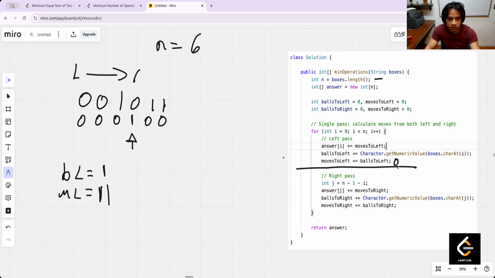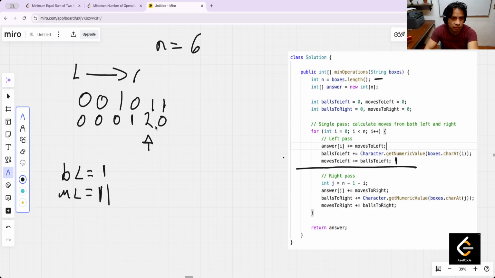Because this is, sorry, this is 1. And moves to left is 0, is 1. 1 plus equal 1, it's equal 2. Okay. Now move to the next. In this case, the answer is equal to the move to the left, that is 2.